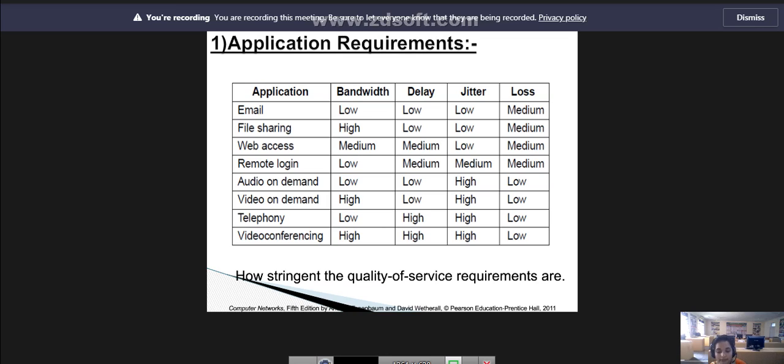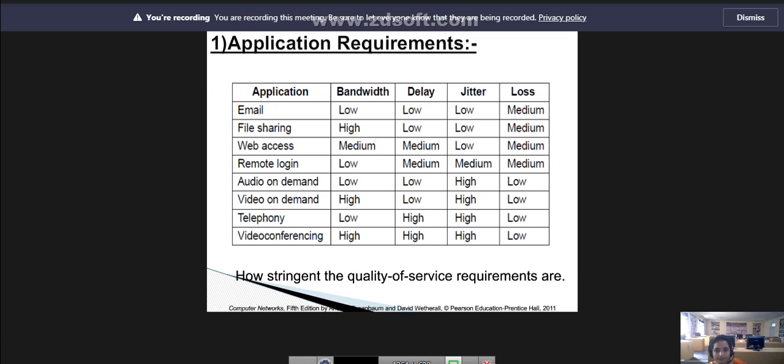Several common applications and the stringency of their network requirements are listed. These applications differ in their bandwidth needs. Here we have applications: email, file sharing, web access, remote login, audio and video on demand, telephony, video conferencing, and each has bandwidth, delay, jitter and loss requirements. Delay means low performance, slowly opening; we have to wait some time. Jitter means variation or errors, and loss means our data is lost due to collisions or anything. So these are the application requirements of congestion control.